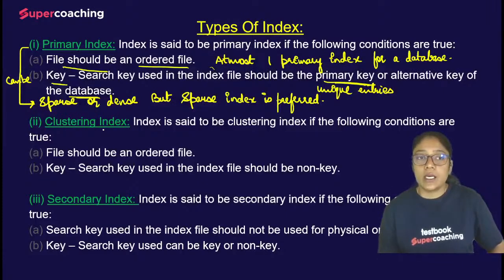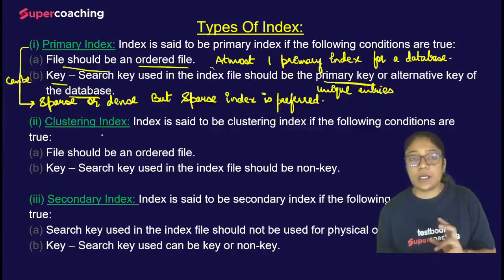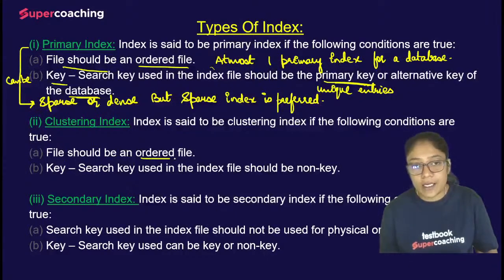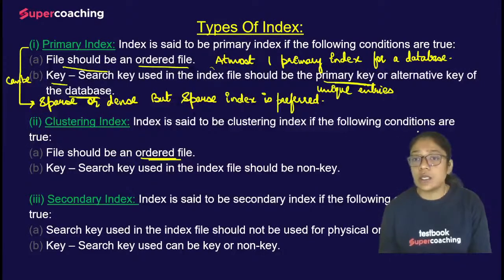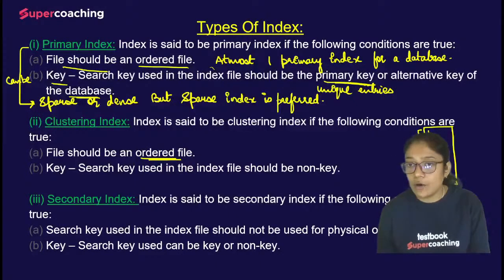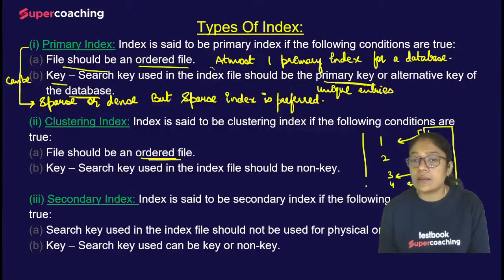Next one is the clustering index. A clustering index will be constructed if the file is ordered, but the key field is not a search key, not a primary key. Here for each ID we are having multiple entries like 1 1 2 2 2 and 3 3 3 4. For a set of values we are just storing one value. 2 को हम index file में दो बार नहीं लेके जाएंगे, right? For 3 we are getting one entry. So these are the entries in the index file.